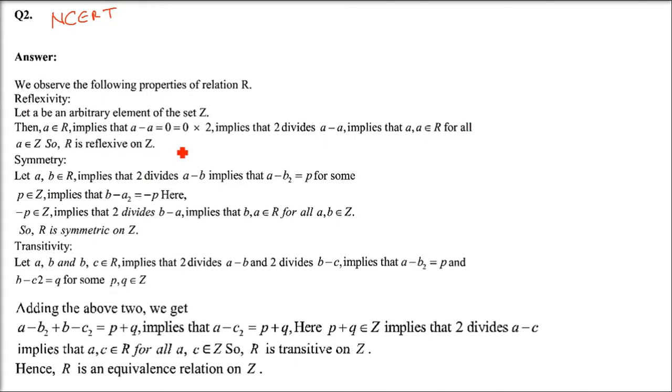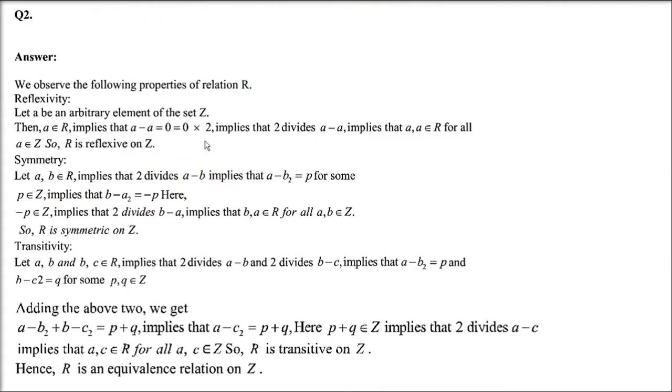Okay. Show that the relation R on the set Z of integers given by... So again the set is Z, that is the integers, and the relation is given like this. If you understand the relation, if you can decipher the relation, the question will be solved very easily. So here 2 divides a minus b, that is simply a minus b is divisible by 2, or a minus b is a multiple of 2.